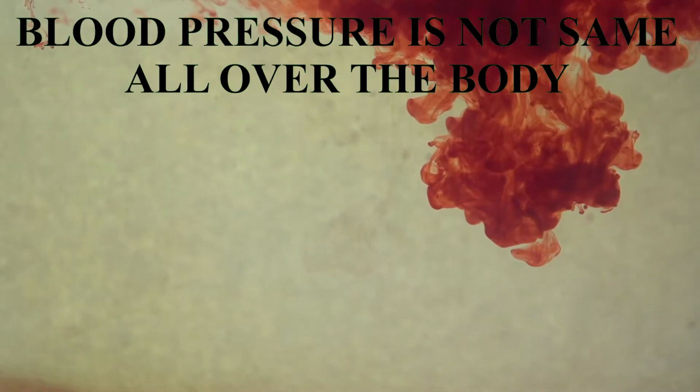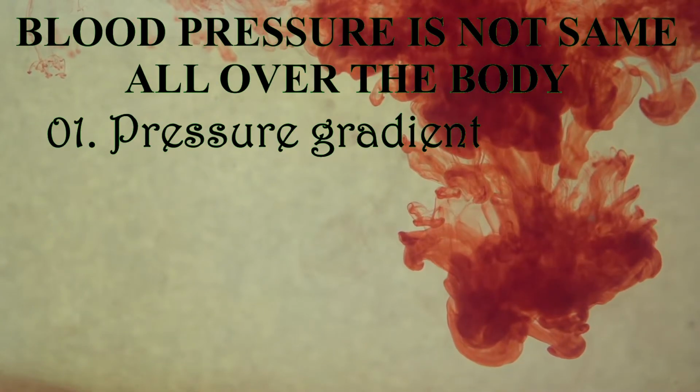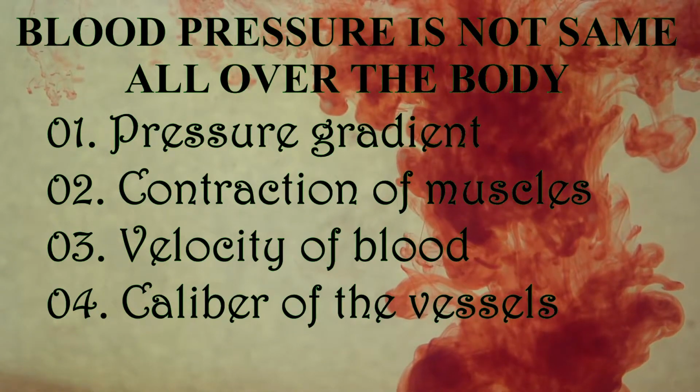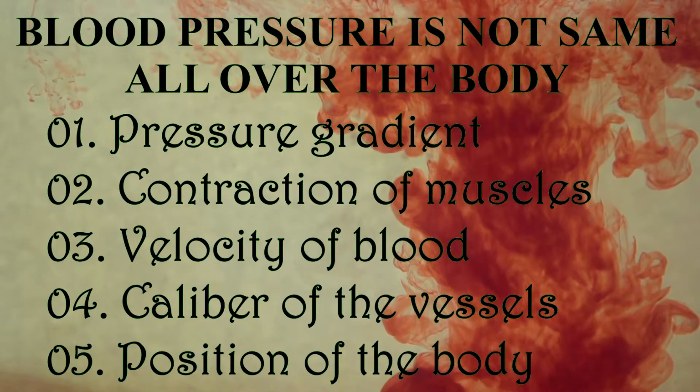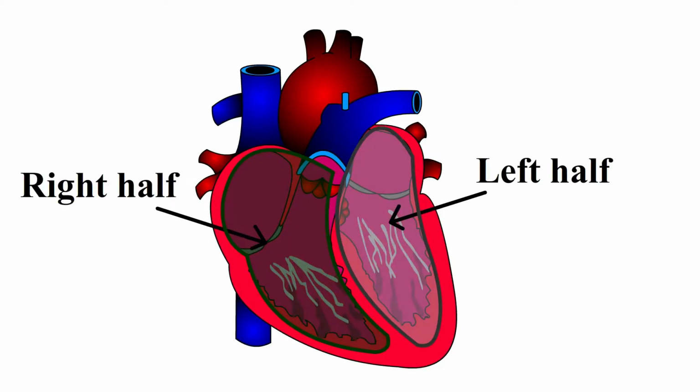Blood is a connective tissue in liquid form. It runs all over the body through the blood vessels. The force for this circulation is given by the ultimate muscular pump, the heart. The blood moves in different pressure and velocity. These are determined by the pressure gradient, contraction of muscles, velocity of blood, caliber of the vessels, and also the position of our body.